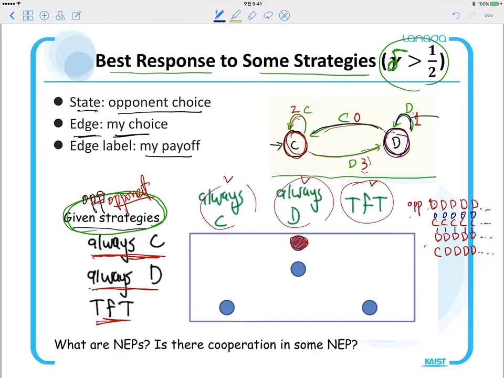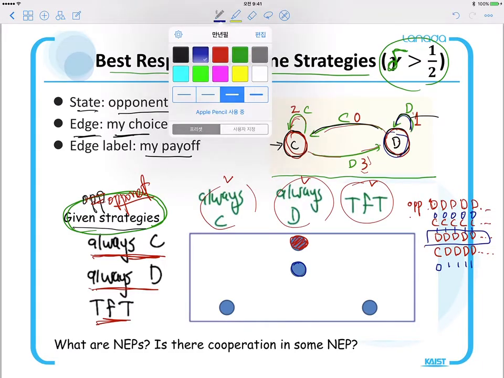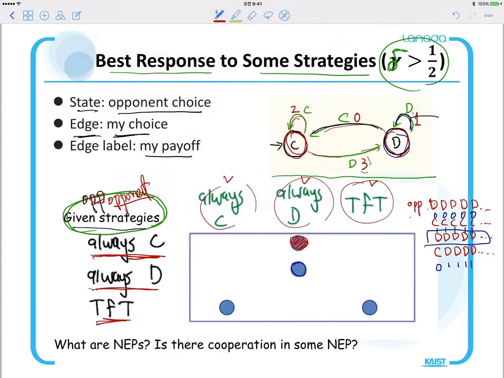And that's 1, and T for tat. If I play the T for tat, I get this, and the DC is what? DC is 0, and D is 1. So obviously this is the best response. That's why this is the best response, right?